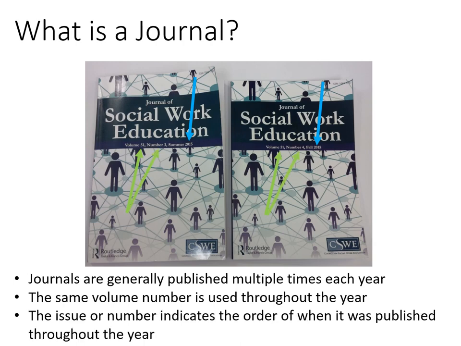The issue number lets you know in what order it was published. This journal begins with issue number 1, which is published in January. Issue number 2 is published in the spring. You can see here that issue number 3 is published in the summer and 4 in the fall. Some journals may publish every month, so 12 issues a year, some more and some less. And just like a magazine, in each issue there are different articles that are included.